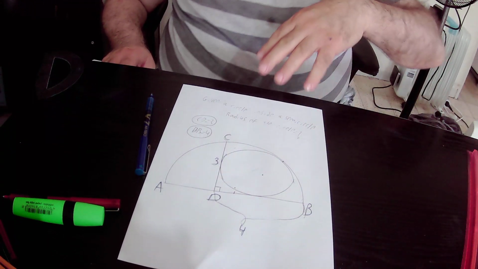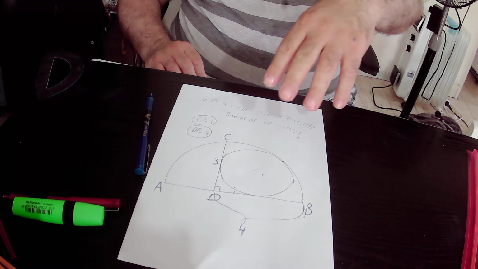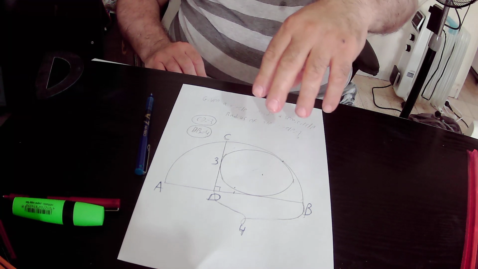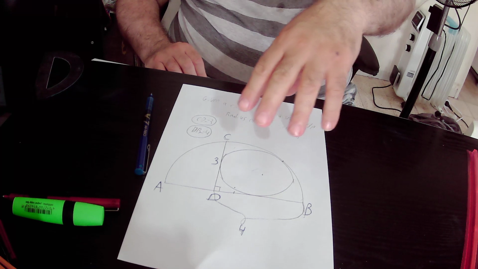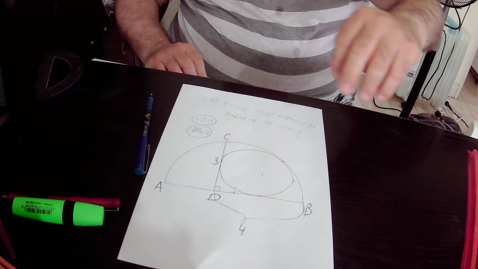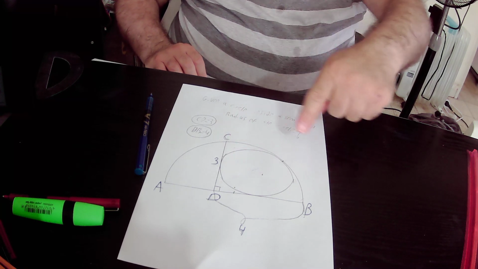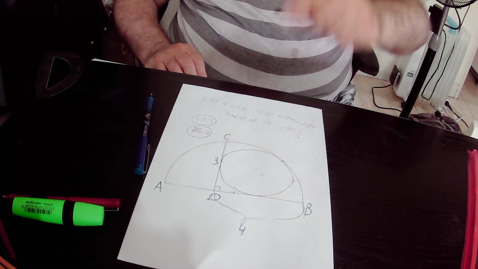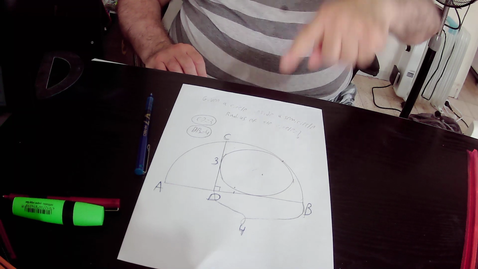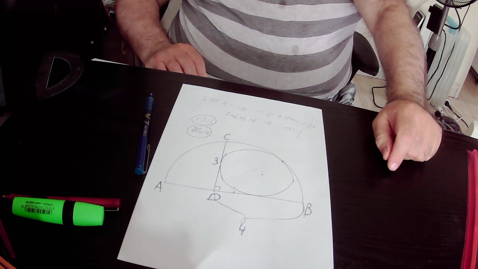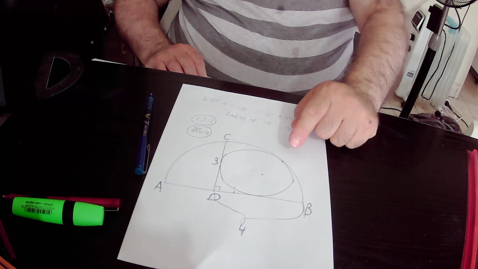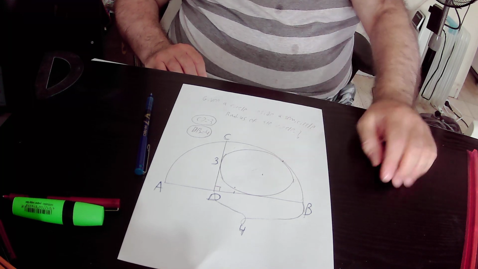Now, in this lecture, we'll find out the radius of the small circle. In the drawing, we have a circle that is inscribed by a semicircle. We know that side CD equals 4 units, side BD equals 4 units, angle CDB equals 90 degrees, and we want to find out the radius of this small circle.